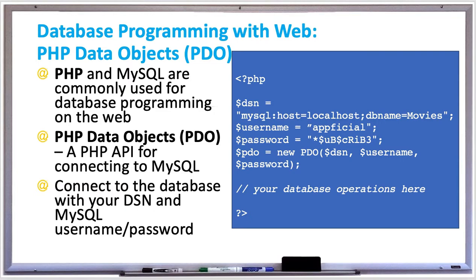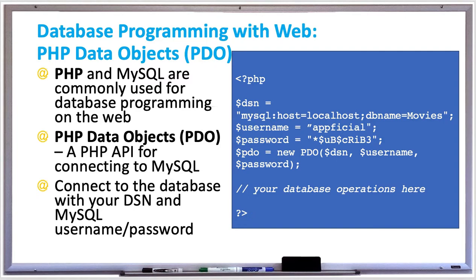PHP and MySQL are commonly used for database programming on the web. PHP is the most widely used programming language used to create dynamic websites, and MySQL is the most popular relational database. A PHP application uses an API, or application programming interface, called PHP Data Objects or PDO to interact with MySQL and other database systems.